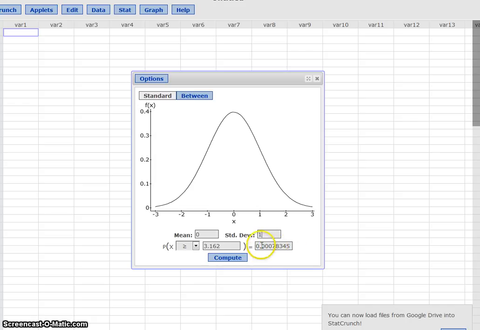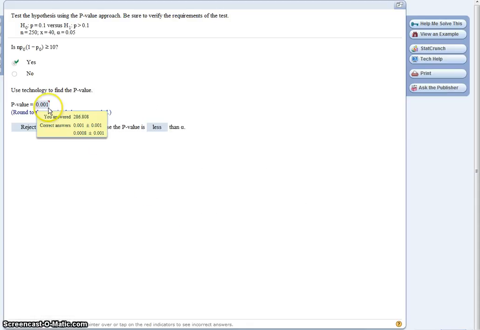If you round that to the correct number of decimal places, I think you'll see that that should give you the answer, right? It should give you 0.0001, which if you look back, I believe is the answer that you're supposed to get for that. So hope that helps. If not, let me know.